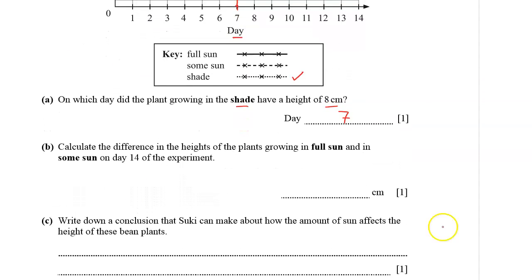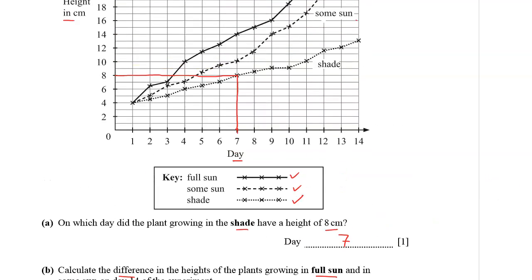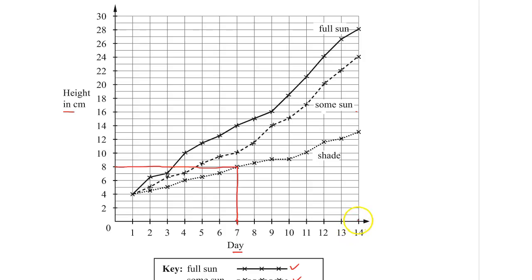Part B, calculate the difference in the heights of the plants growing in full sun and in some sun on day 14 of the experiment. You need the difference for plants growing in full sun and then some sun. So on day 14, you come to day 14. Day 14 is right here. Draw a line until you get to the graphs.